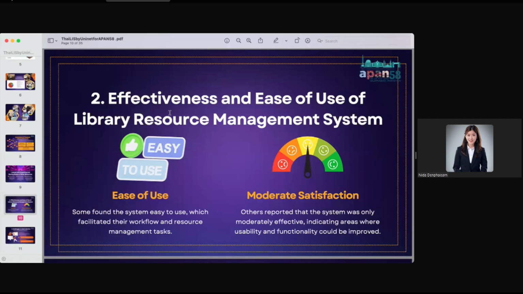Okay, the second one is the effectiveness and ease of use of the library resource management system. Some found the system easy to use, which facilitates the workflow and resource management tasks. And others reported that the system's usability and functionality could be improved.